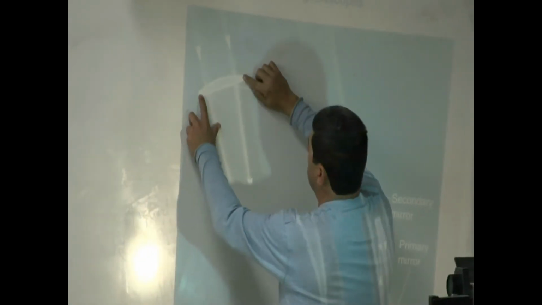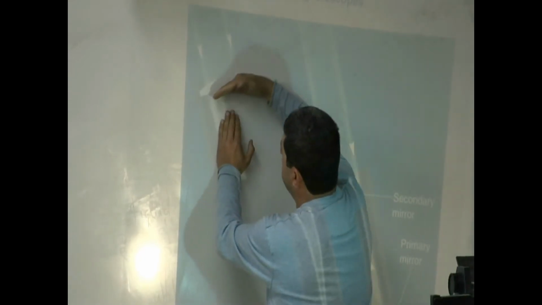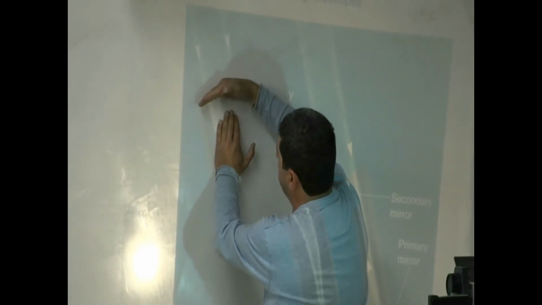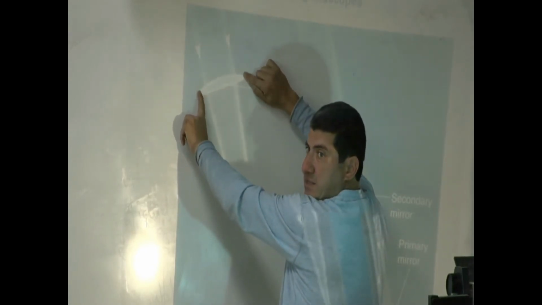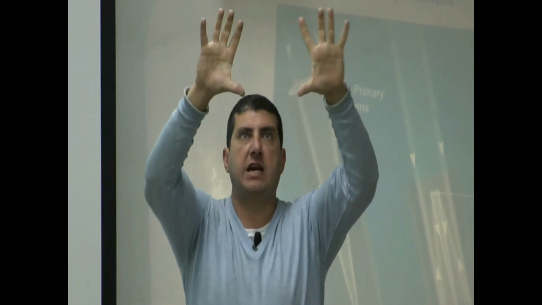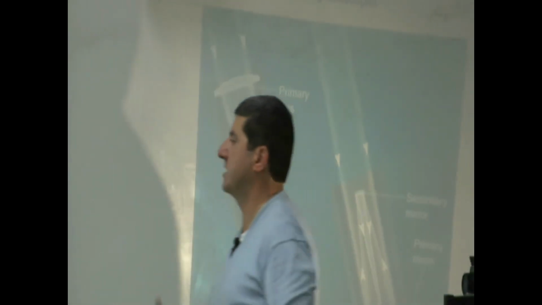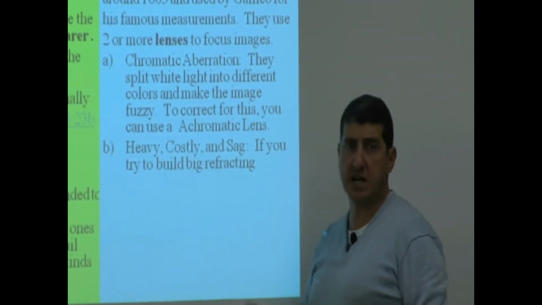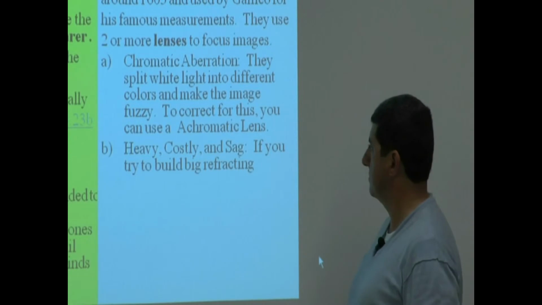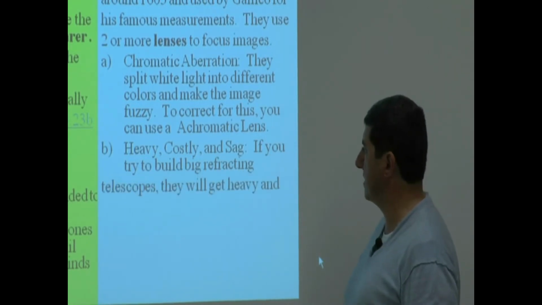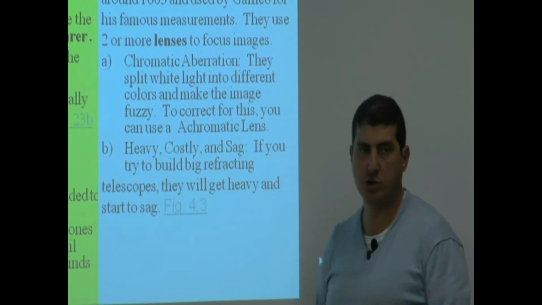So the problem is you can't support it from the back, right here. The light has to go through. So the only point you can support from is the two ends. Well, since you can only support from the two ends, if it's a heavy lens, it's going to tend to sag over time, okay? We call that sagging, okay? So it's going to be heavy. Because it's heavy, it's going to be costly because you're going to need a lot of glass to build it. And it's going to sag. If you try to build big refracting telescopes, they will get heavy and start to sag, and they will cost a lot.